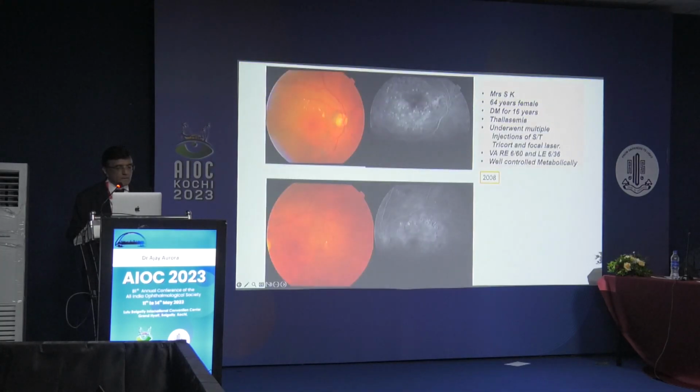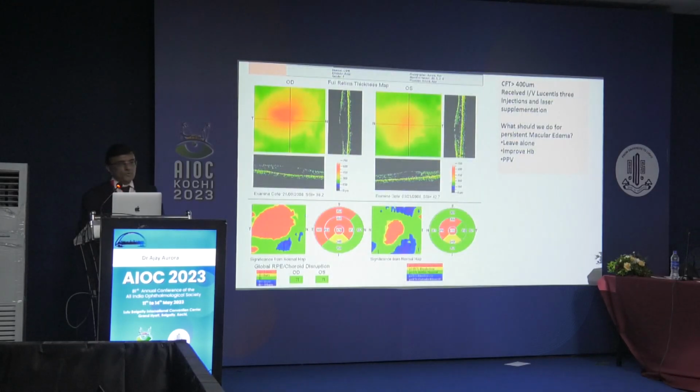Now, here is a patient, again a picture of 2008, who had thalassemia with a macular edema, underwent multiple injections of anti-VEGF and triamcinolone, was well controlled metabolically, but had anemia and thalassemia with the hemoglobin not going beyond 9. This is just to show you the OCTs of that time. We were looking at these graphs and the elevation maps, and based upon that, anti-VEGFs were being given.